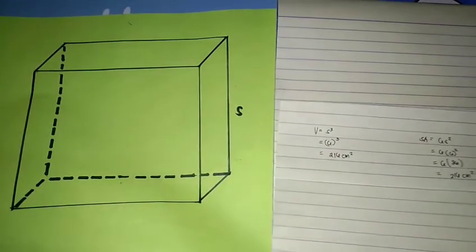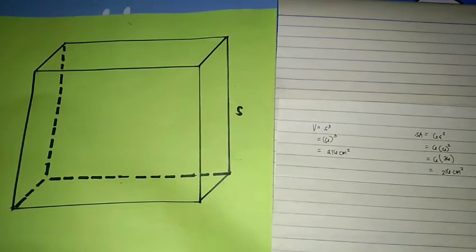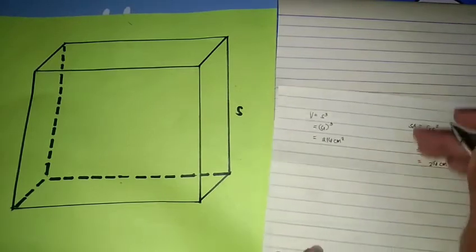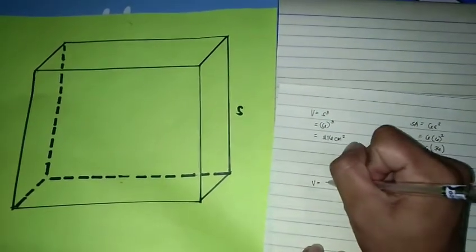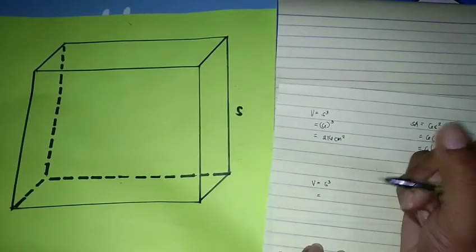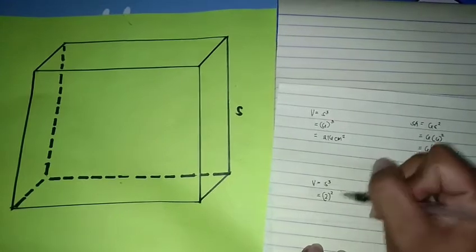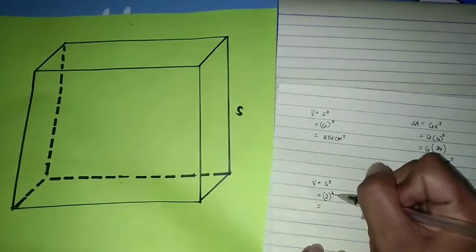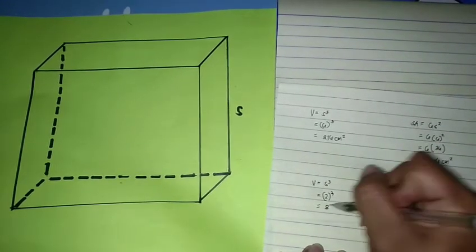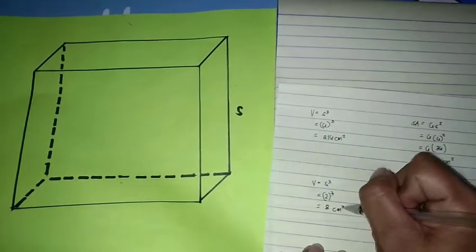Another example of a cube: let us assume that we have the measurement of its sides as 2. So V equals s cubed. Since we already have the value of its sides as 2, all we need to do is multiply it by itself three times to get the product of 8 centimeters cubed.